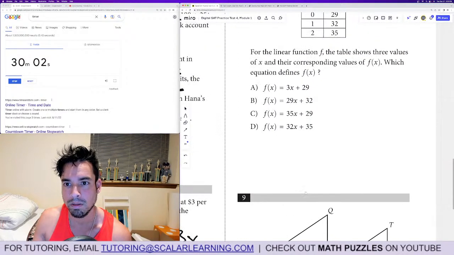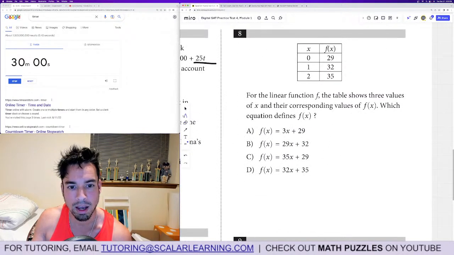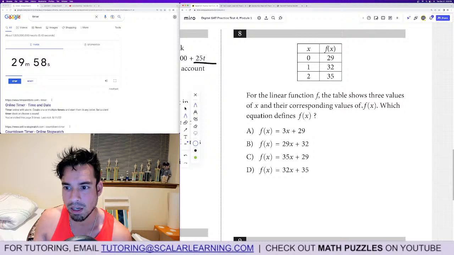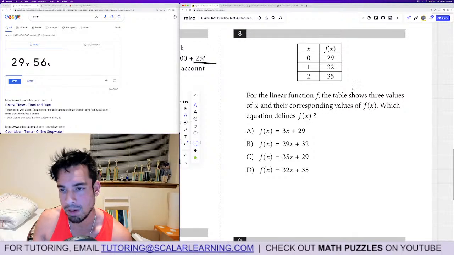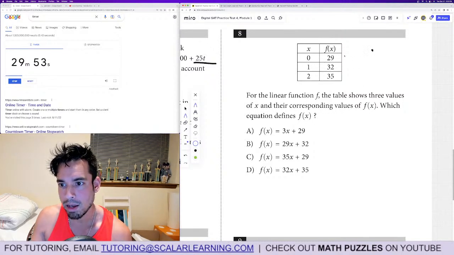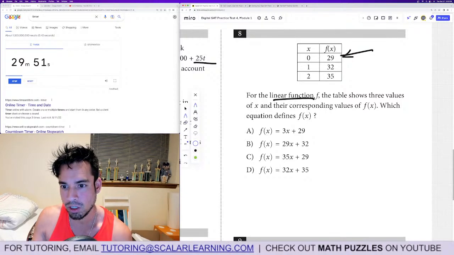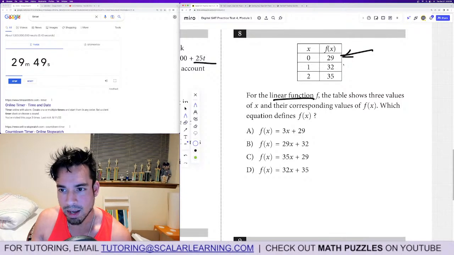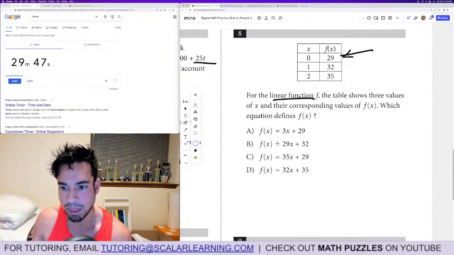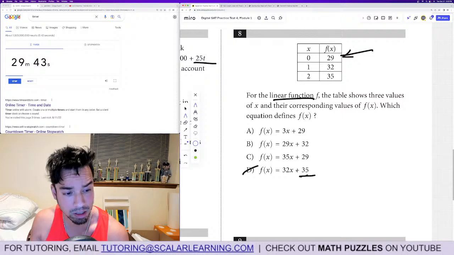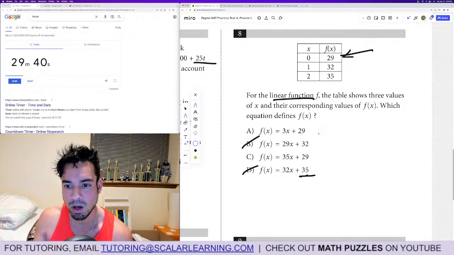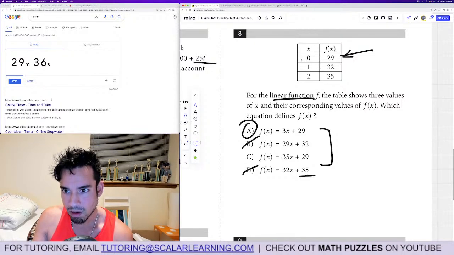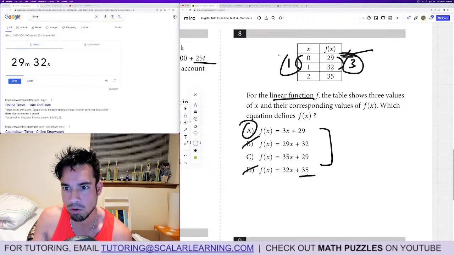Number 8. For the linear function f, the table shows 3 values of x and their corresponding values of f of x. Which equation? Okay, this is a linear equation. We have a y-intercept, right? Linear function, linear equation, same thing. We have a y-intercept of 29. So this is out. That's a y-intercept of 35, aka when x is 0. That's the value. This is out as well. So it's one of these two. It looks like the answer is A, because when this goes up by 1, this goes up by 3, aka that's a slope of 3 over 1 or 3.